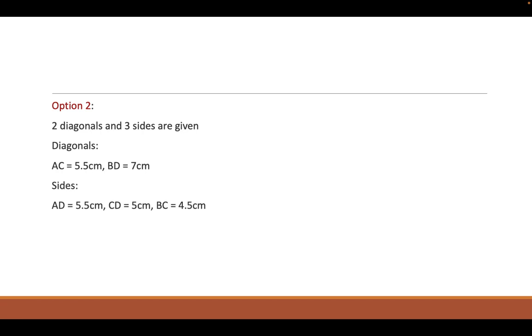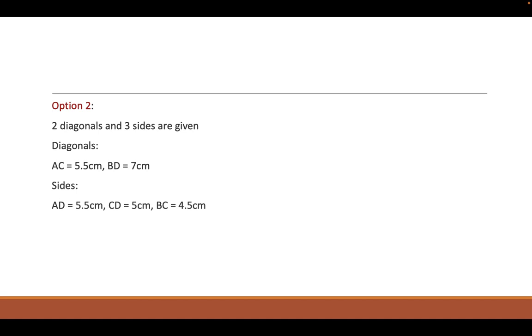Now let's see with that in option 2 how to draw. So here the combination of the 5 measurements is 2 diagonals and 3 sides. What are the diagonals? So this is ABCD, where the diagonals AC and BD are given. Sides are given: AD, CD and BC. 3 sides are given.